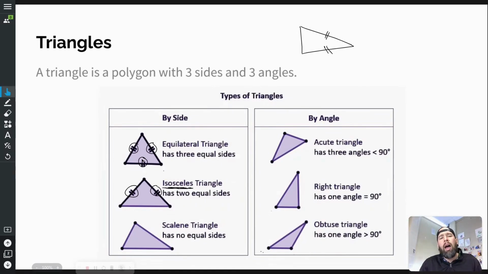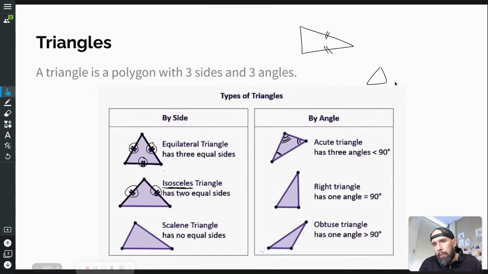So all 3 sides are equal, equilateral. 2 of the sides are equal, isosceles. None of the sides are equal, scalene. Now we can also name a triangle by angle. If all 3 angles are smaller than 90 degrees, like this guy looks like it should be right here, that is an acute triangle.